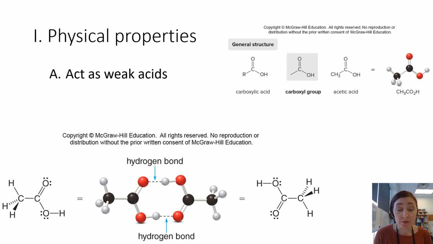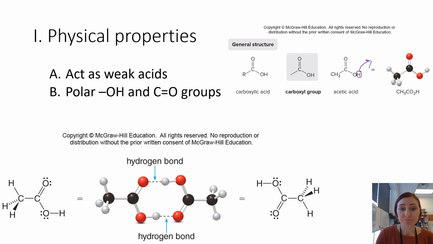By definition alone, if we're talking about a Bronsted-Lowry acid, we're talking about a molecule that will donate a proton. So carboxylic acids are no different. They will donate the proton on the OH group. So in that sense, they are acting as acids. They do have a polar carbonyl group with a net dipole.